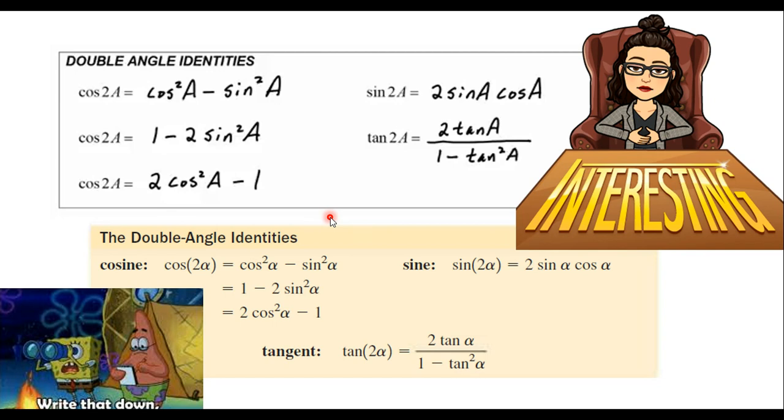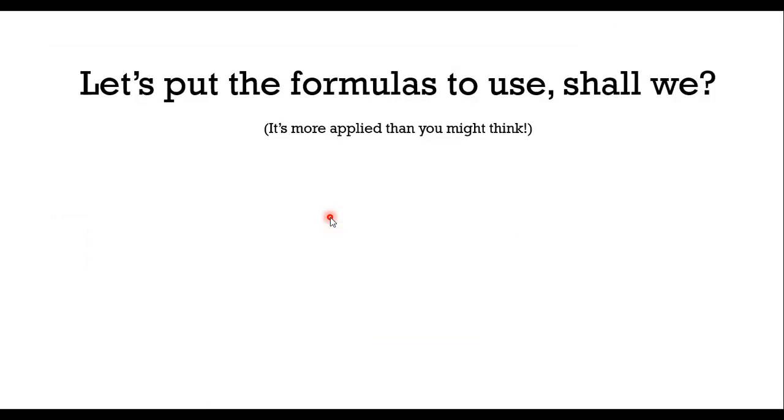And then a tip that I really should look up her name. The professor had said in one of her videos that she encourages her students to write down the identities at least 2 to 3 times a day. And she had gotten feedback from her students that it really helped. I would recommend that too. So write this down. Okay, let's put the formulas to use, shall we?